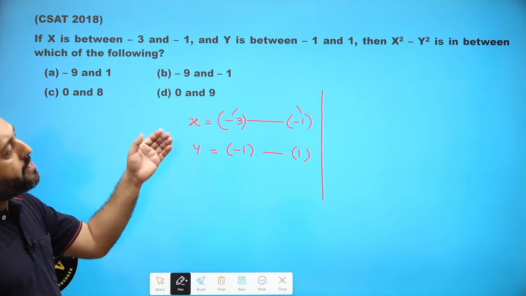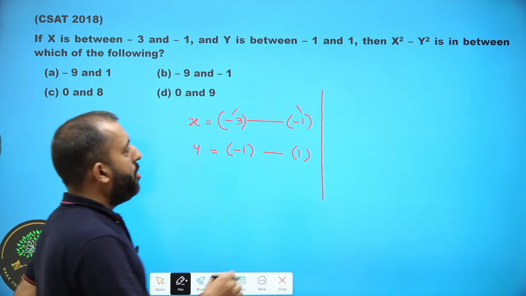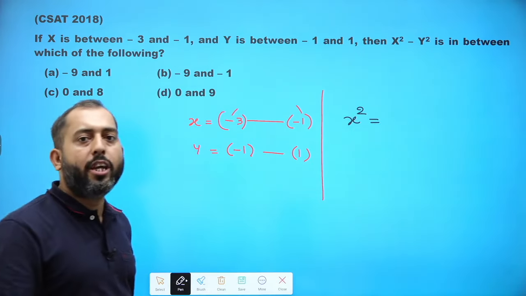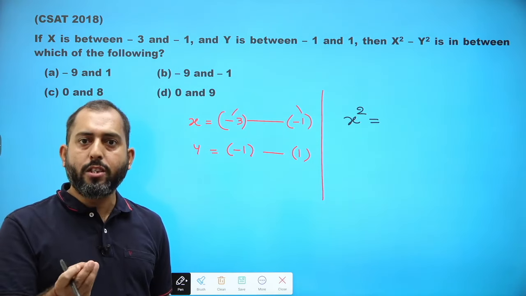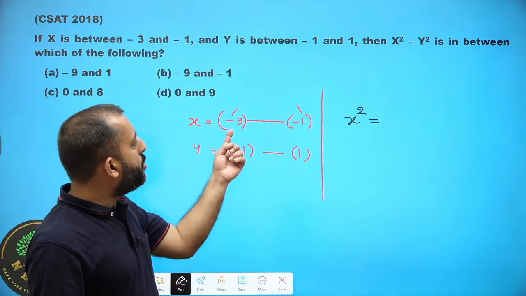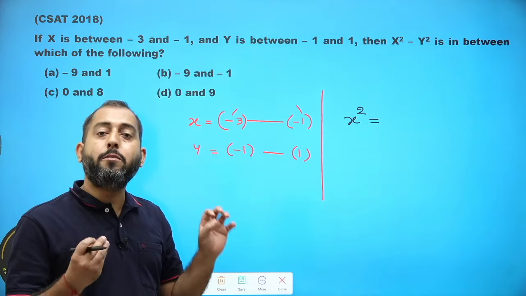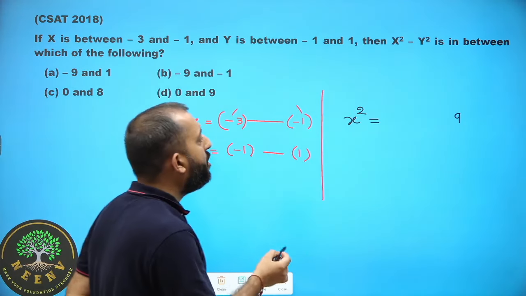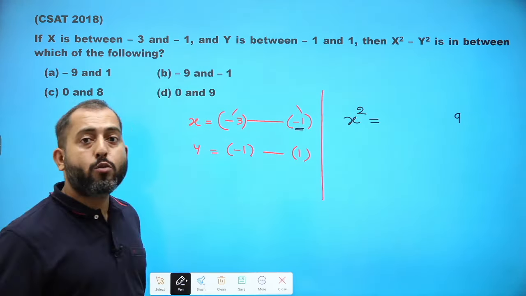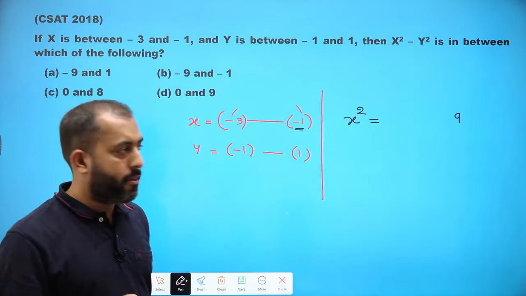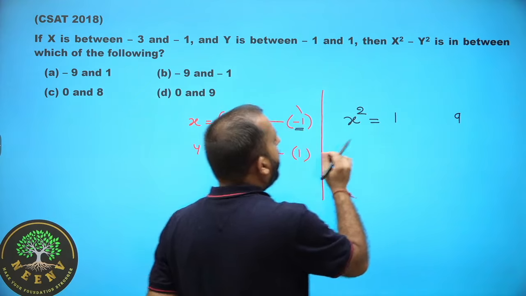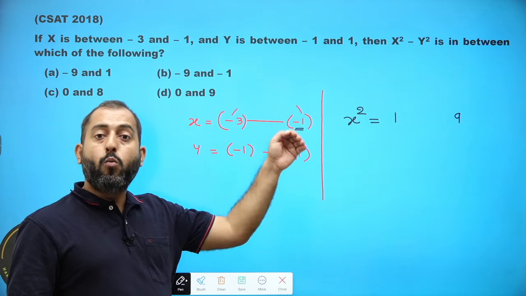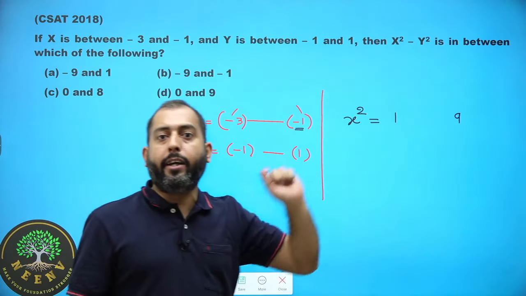Next thing is x square minus y square. If we know the range of x, let's find out the range of x square. To do this, just do -3 square. What is -3 square? It is 9. Then do -1 square. What is -1 square? It is 1. So if x lies between -3 and -1, then x square will lie between 1 and 9.